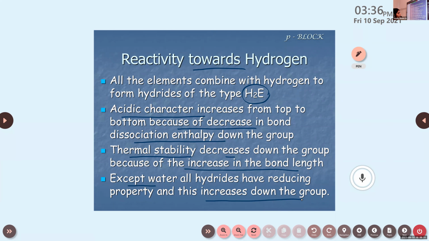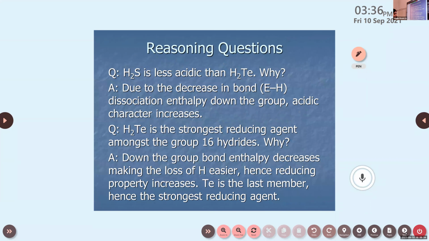Then we move to the reactivity towards oxygen. Yeah, before that, there are certain questions related to the reactivity towards hydrogen. H2S is less acidic than H2Te. I told you this acidic character increases when moving from top to bottom, right? Due to the decrease in bond dissociation enthalpy down the group, acidic character increases. The same reason: bond dissociation enthalpy decreases from top to bottom, so their acidic character increases.